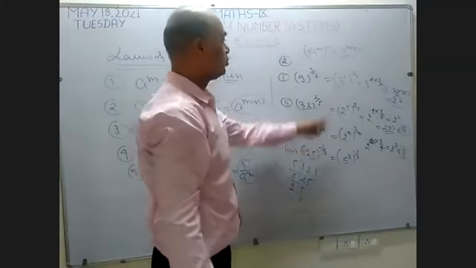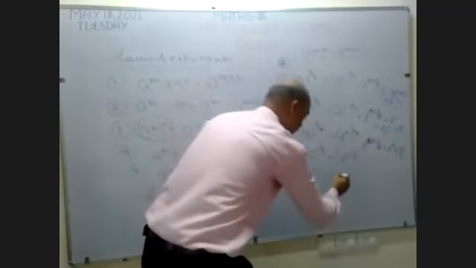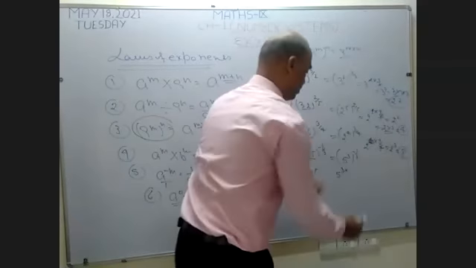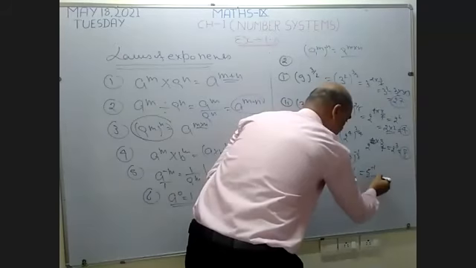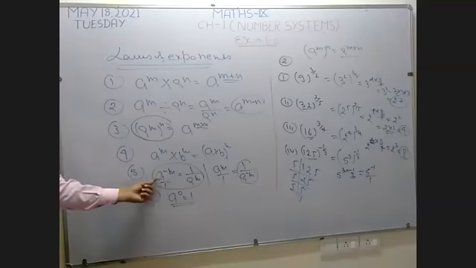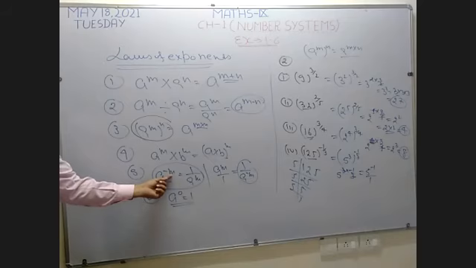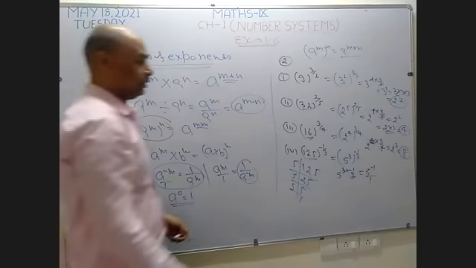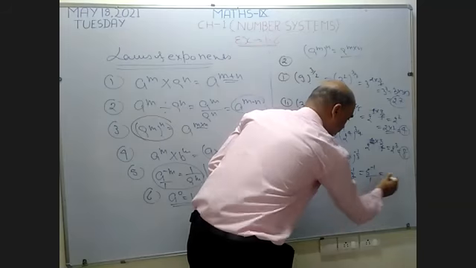Now I want to use the same identity. What is A? 5. I write 5. What is m? m is 3. I write 3. Now I want to multiply it by n. What is n? Minus 1 by 3. This 3 is going to cancel with 3. What is left? 5 raised to power minus 1. See, I want to use this identity: if it is A raised to power minus m, this can be written in the form 1 upon A raised to power m. I want to write this number like this.